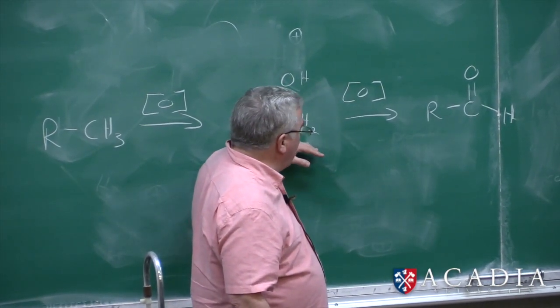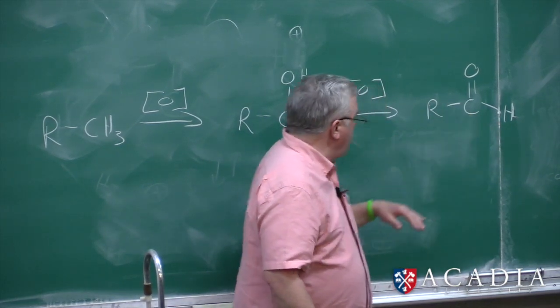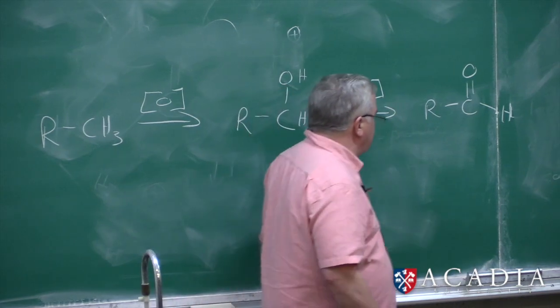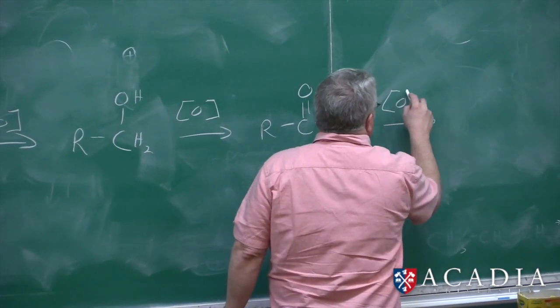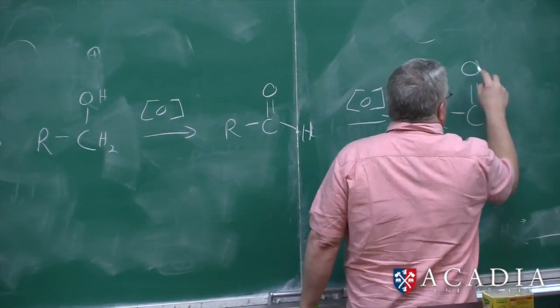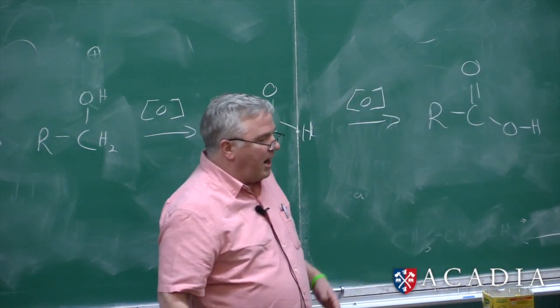And in this case, we've lost two hydrogens on going from this alcohol to this aldehyde. We lost one of the hydrogens on the carbon and one of the hydrogens on the oxygen. We can further oxidize this to get a carboxylic acid. In this case, it's fairly obvious that it's an oxidation because we've added some oxygen.